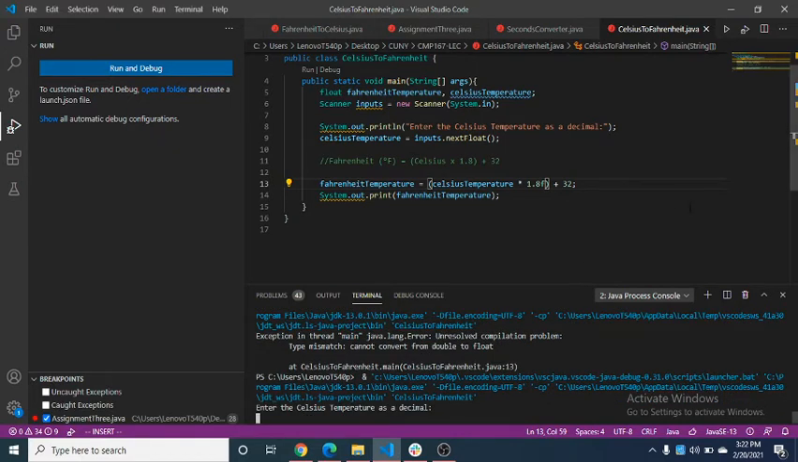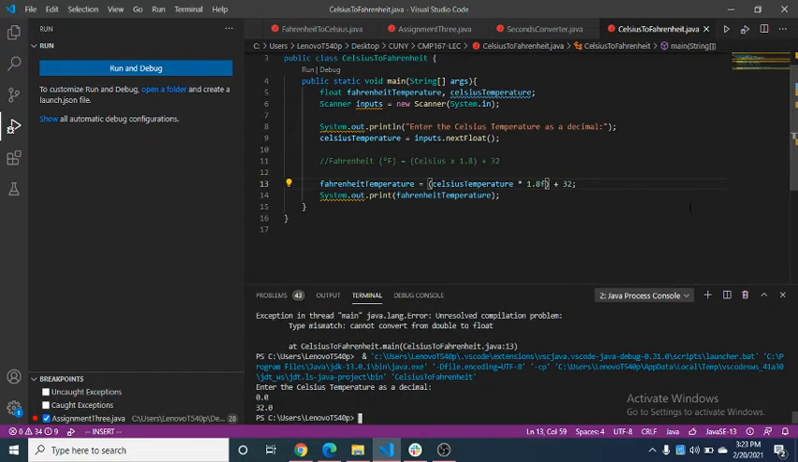So let's see, 0 degrees. Yeah, it works. So the math is right. The math is correct, right? And you can do this with the homework, which asks you to convert Fahrenheit to Celsius. You could put in 32 degrees Fahrenheit, and it should give you 0 degrees Celsius. That's how you know if your math is right. So at this point I could begin to format the output.